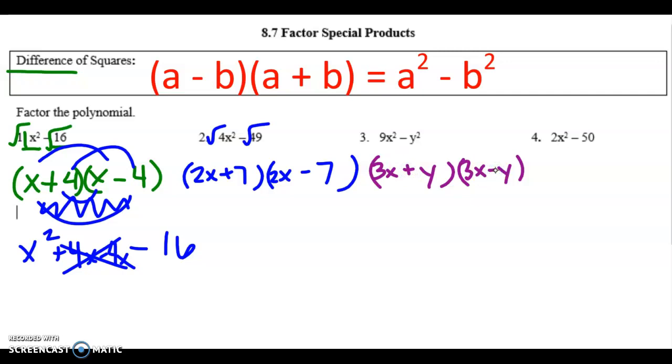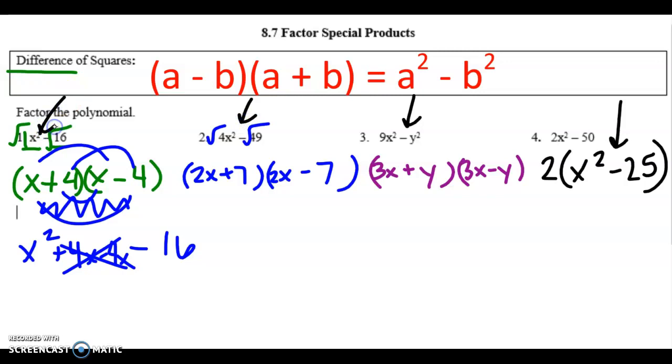Now, when I get to number 4, this one gets a little tricky because I don't know the square root of 2, and I also don't know the square root of 50. They're irrational numbers. However, I can factor out a 2. When I do that, I now have, and notice how this is a minus sign. All of these are minus signs throughout, right? Because it's difference, which means subtraction.